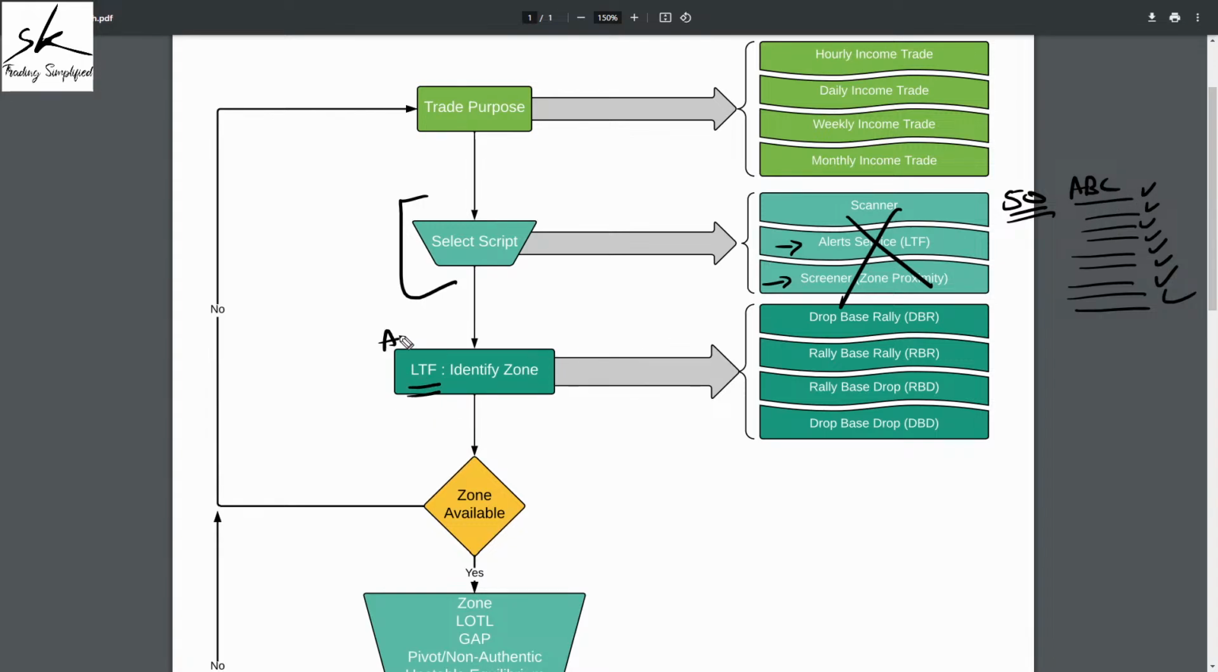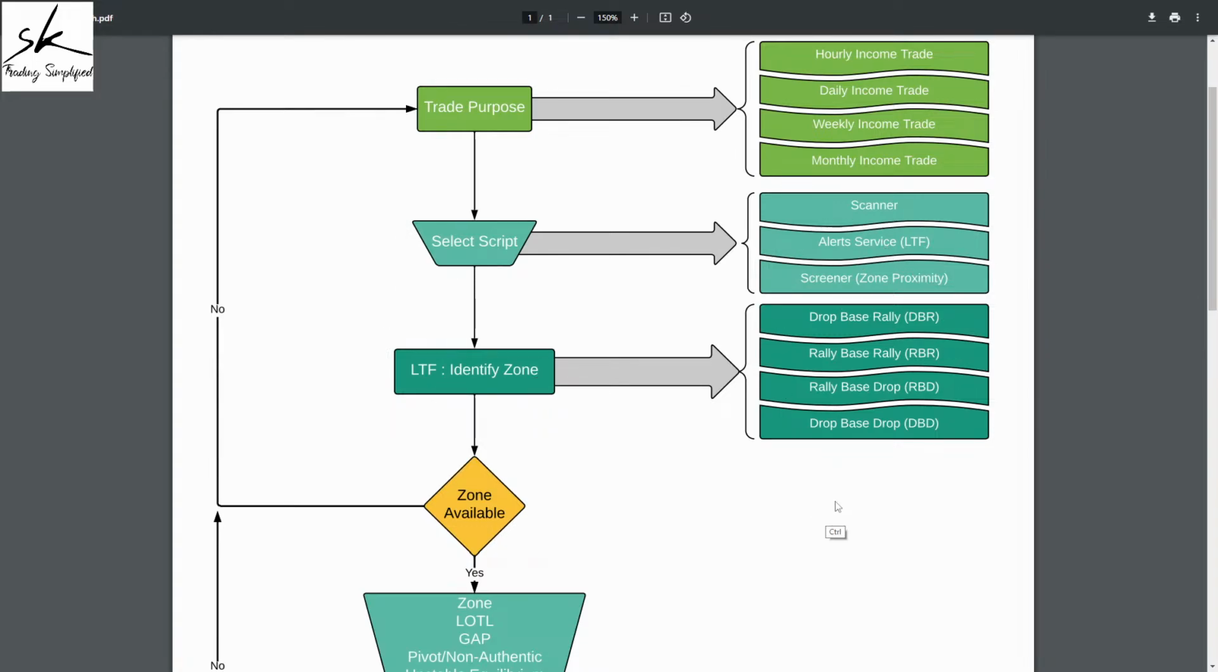I need to go to the lower time frame on ABC. And now the question is, what is my lower time frame? The answer we got from our step number one. When I opted, I want to plan monthly income trades, my time frames were monthly, weekly, daily, and 60, right? So daily was the lower time frame. So here daily will be my lower time frame where I need to identify zone. And by zone, we mean any of these four structures. It can be a drop based rally, rally based rally, rally based drop, or a drop based drop.